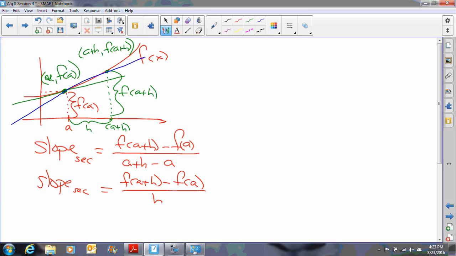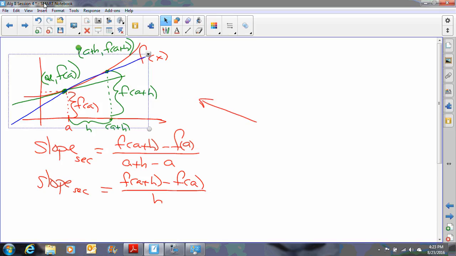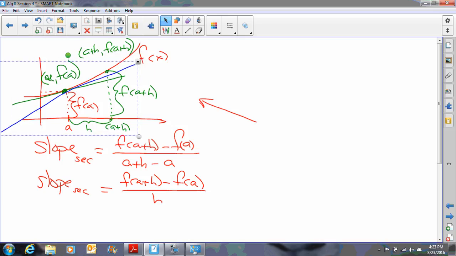Now, the thing that happens is, if we allow this second point, let me just draw an arrow here so I can point to it for you, if we allow this second point to move along this curve towards the first point, the secant line will more closely resemble the tangent line. So as the point comes towards the first point, the secant line gets closer and closer to the tangent line.